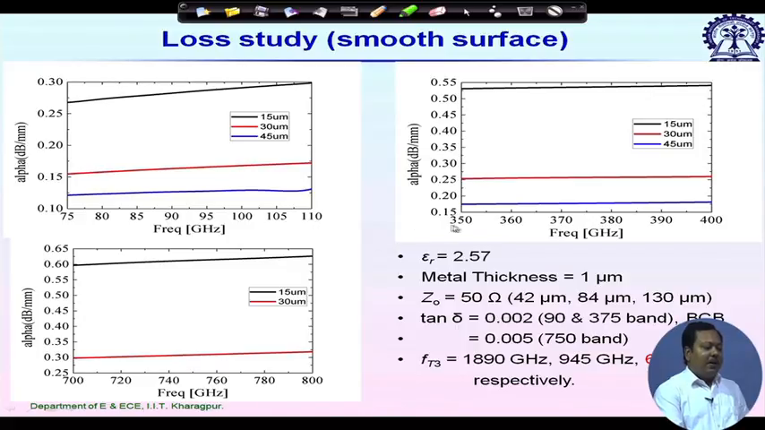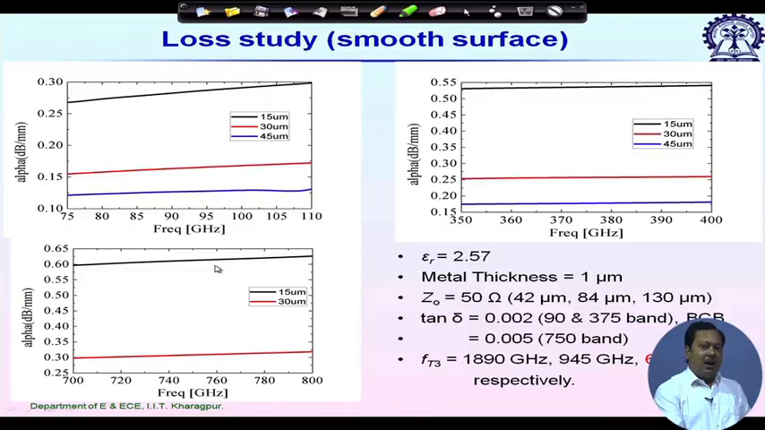Now if I further increase the frequency, we are considering the terahertz band 350 to 400 gigahertz. You see, for 15 micrometer, previously loss was 0.25 to 0.3, now it increases to almost 0.55 dB per millimeter. If I further increase the frequency, what will happen? It increases to approximately 0.6 dB per millimeter. And remember, this is without any surface roughness.